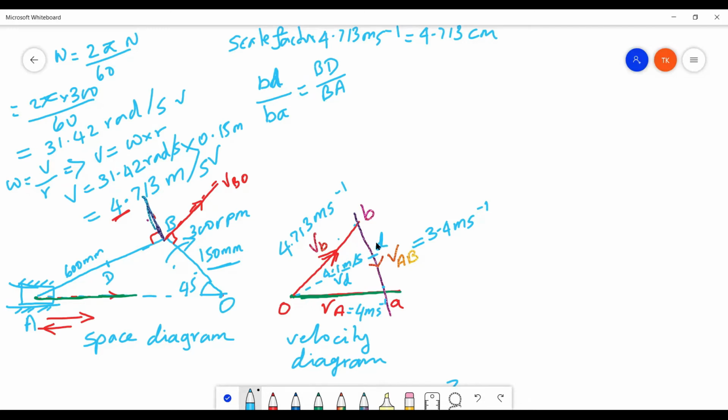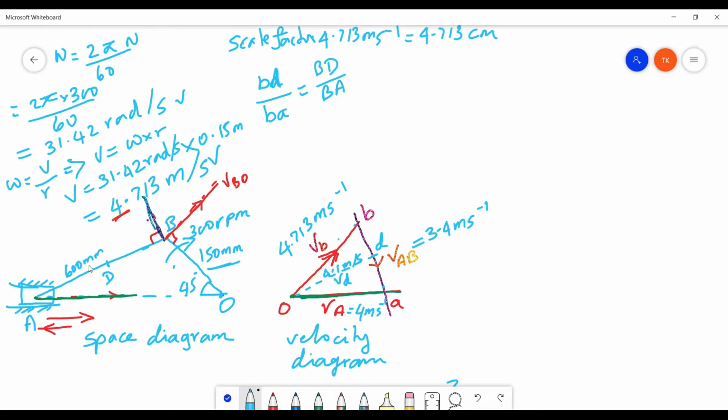Okay. So this is all about the velocity diagram. From this, we are going to find the acceleration diagram. From this one, we are going to move to the acceleration diagram. So now I know the velocity of the crank, I know the velocity of the connecting rod, I know the velocity of the slider. Now I can go for the acceleration diagram.